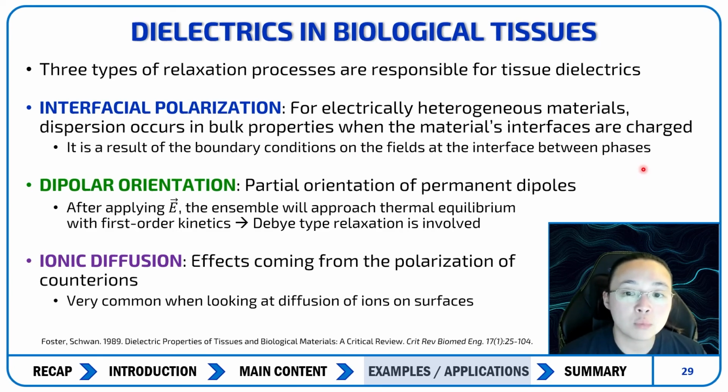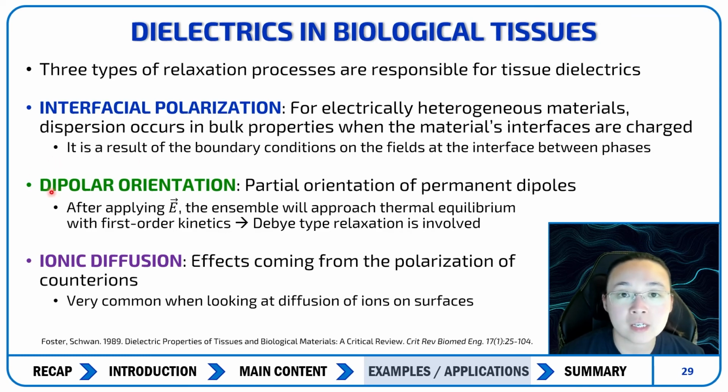You then have dipolar orientation. That would be a partial orientation of permanent dipoles. The simplest explanation for this is that when you apply an electric field, all of these dipoles are going to approach thermal equilibrium with first order kinetics. And the type of relaxation involved is called Debye type, which I won't explain. It is explained in about 20 pages within the review.